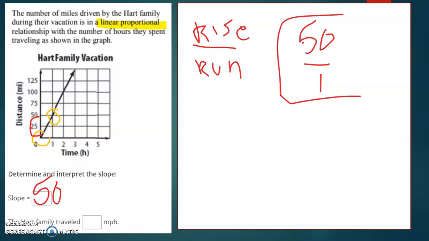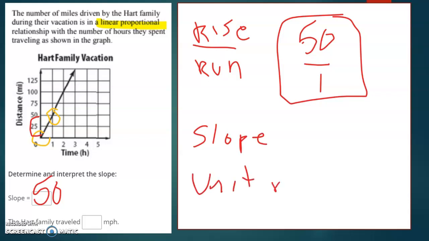This right here is a slope. It is also a slope. It is also a unit rate. So the Hart family traveled 50, and then you do miles per hour.